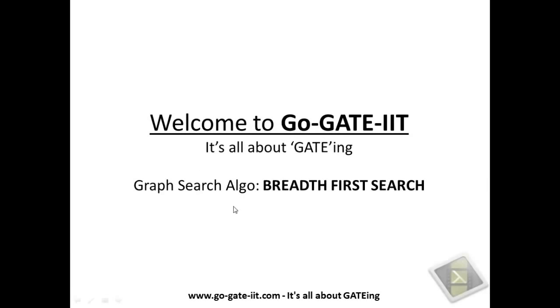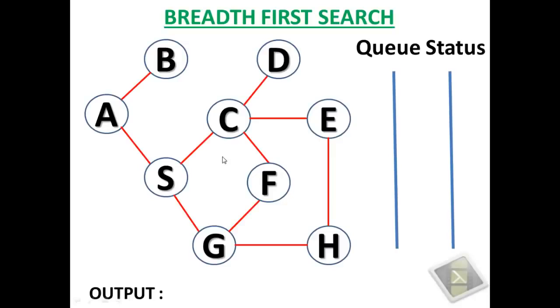Today we are going to see another important graph search algorithm, that is breadth first search. To know breadth first search, one should be well versed with the data structure called queue and its relevant operations, enqueue and dequeue.